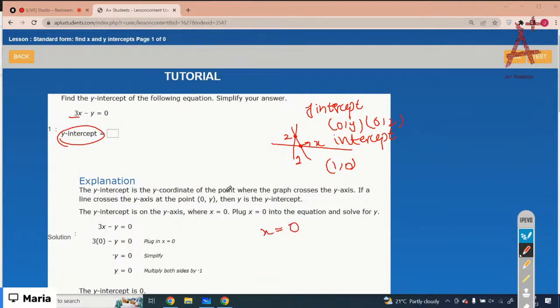Got it? So it would be then 3 times 0 minus y equals 0. 3 times 0 is 0. 0 minus y is negative y. It would be y equals 0. Got it? That means the y-intercept of the equation is 0.